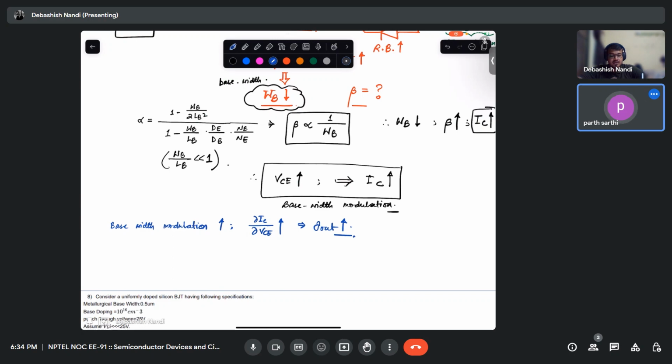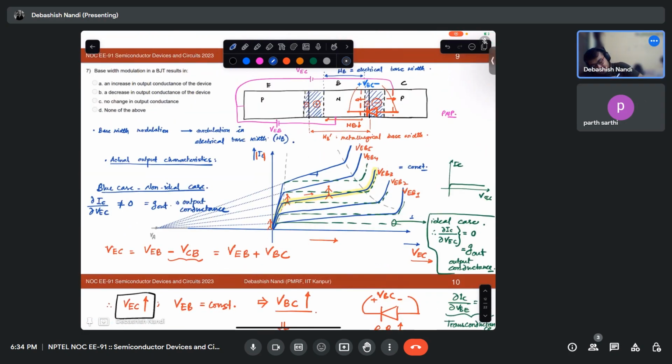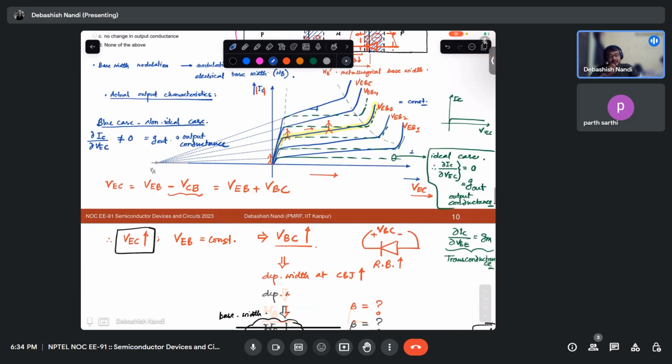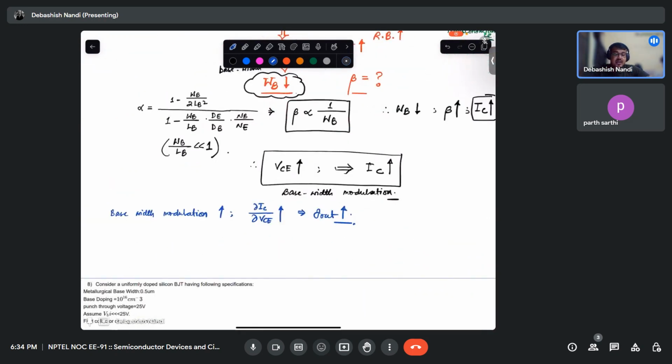So the effect of base width modulation is that the output conductance increases. Similarly, if somebody asks you what will be the output resistance, your R out is nothing but 1 over G out, so it decreases. So base width modulation decreases output resistance.